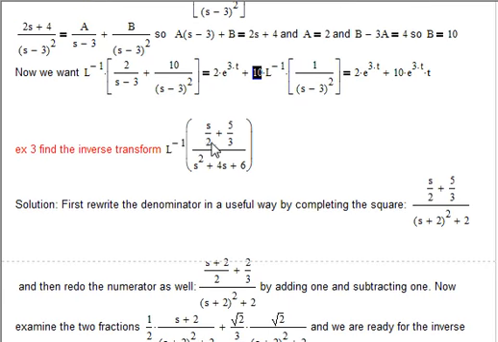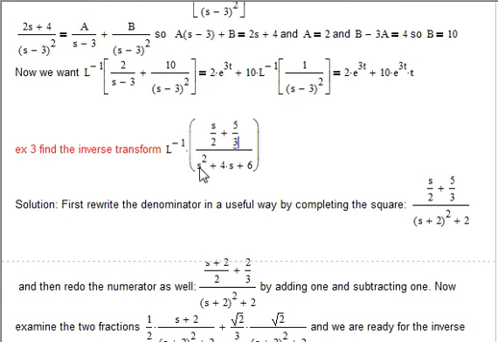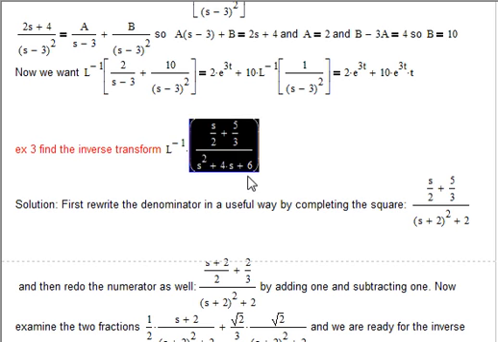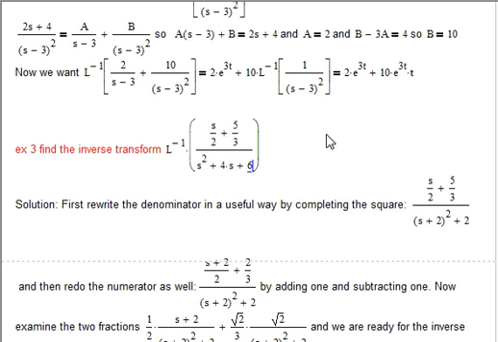And looking at another one, find the inverse transform of (s/2 + 5/3) divided by s squared plus 4s plus 6. And of course the first thing you would try to do is factor that, and it doesn't. But we can rewrite the denominator in a useful way by completing the square. Add the 4 to make it a perfect square, but then we'd have 2 units left over, and so it's (s + 2)^2 + 2.